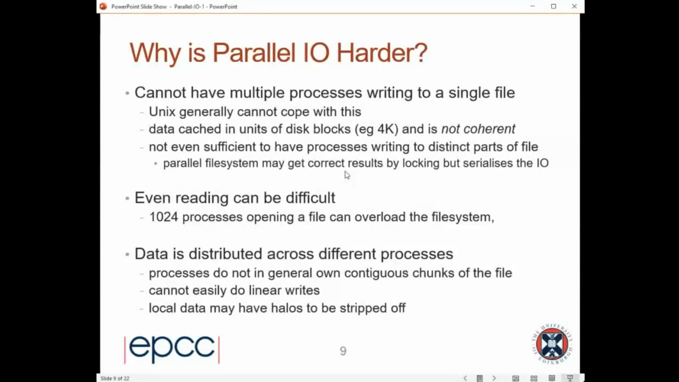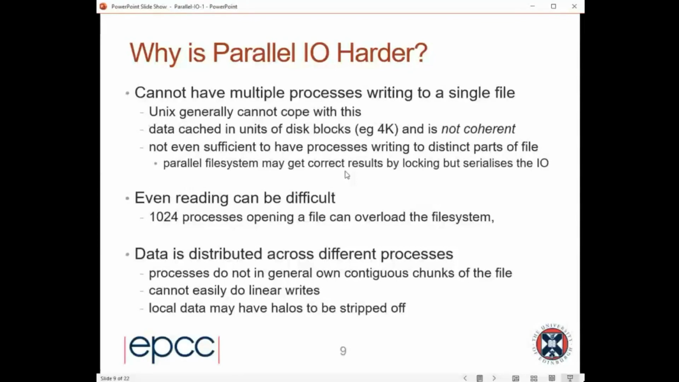Why is parallel IO hard? So I've talked about why IO is hard. Why is parallel IO hard? Well, I've said here, we cannot have multiple processes write to a single file easily. General Unix can't cope with this. Modern file systems may be able to fix it up. But the reason is that, and I've got a diagram later on, the IO is very slow. Okay, writing to disk is very slow.